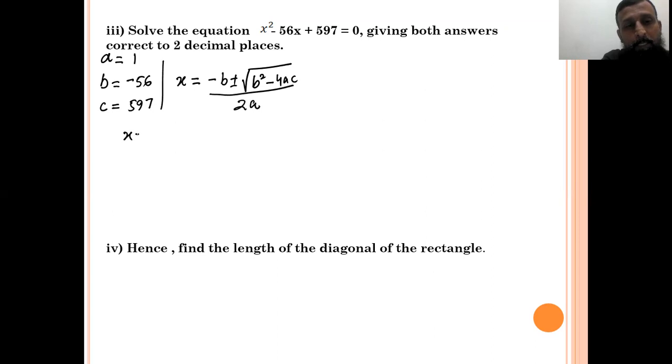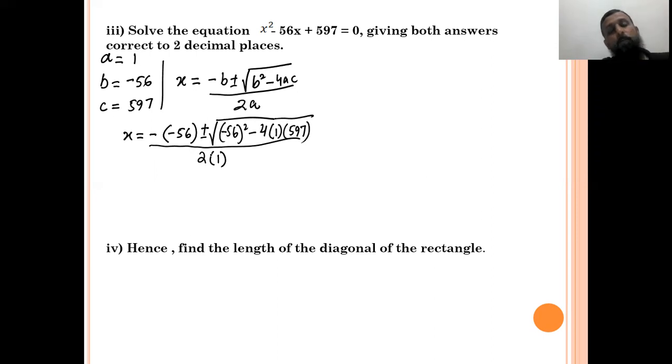So let's plug in these values now. Negative, and the value of b is also negative. Negative into negative 56 plus minus under root negative 56 squared. Then we have minus 4. The value of a is 1 and the value of c is 597. A big number, right? And then 2 multiplied by 1.